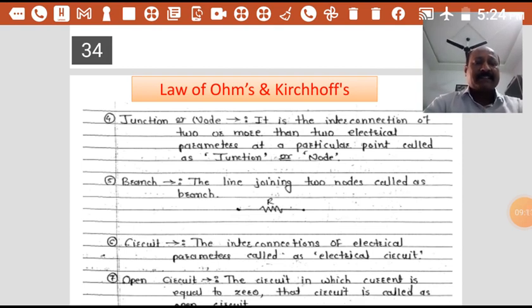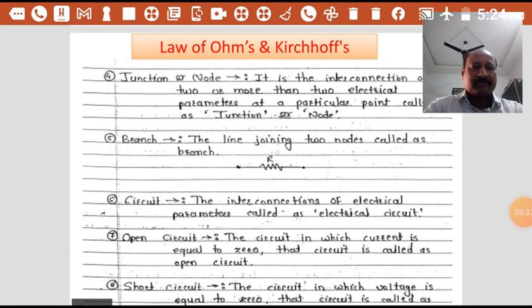The next definition is nothing but the branch. How will you define the branch? The line joining the two nodes is called a branch. That line is joined by sometimes a resistance, sometimes an inductance, sometimes a capacitance. Then the next definition is nothing but the circuit. The interconnection of electrical parameters is called an electric circuit.